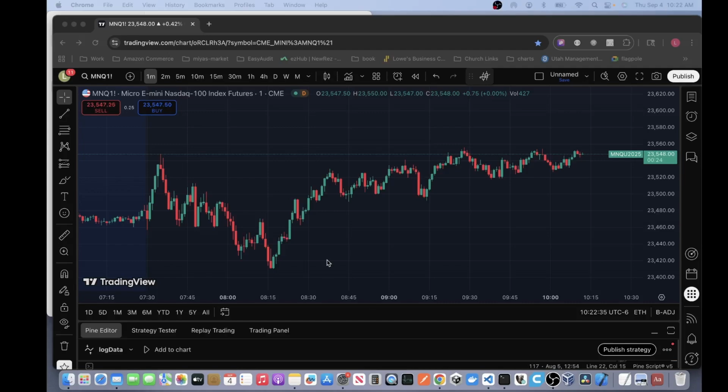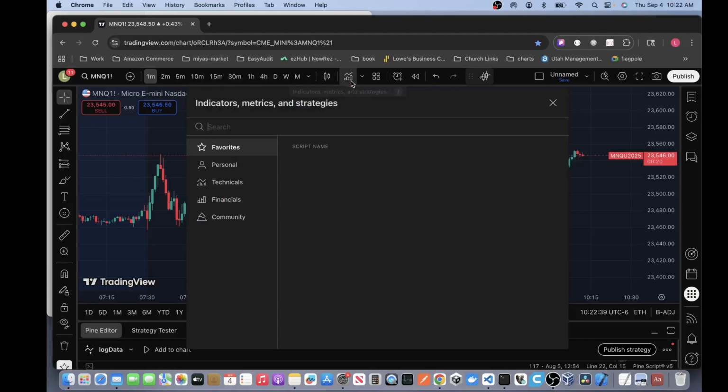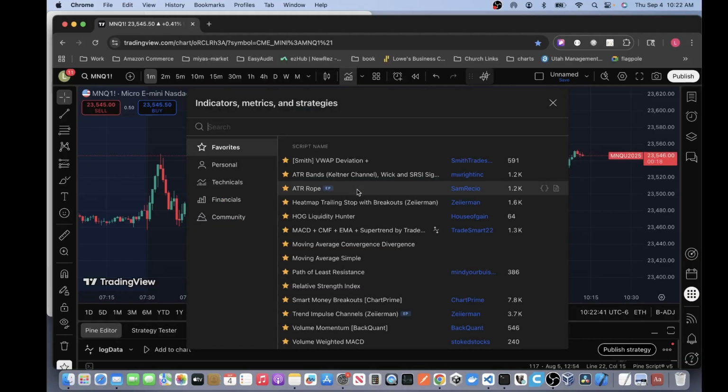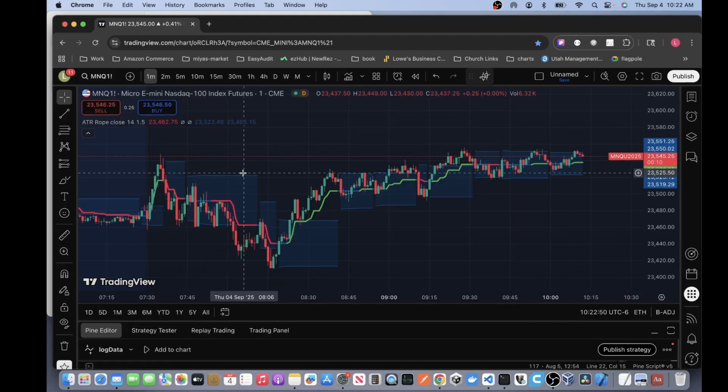All right, I have another technical indicator I want to show you guys today. This one's really, really great. This is probably my favorite one I've ever found, and it's ATR Rope by Sam Riccio. This is the one I use all the time. So if I open that up, you'll see the default settings look like this.